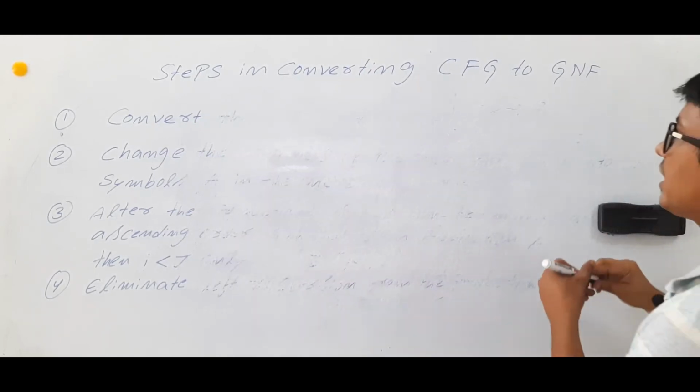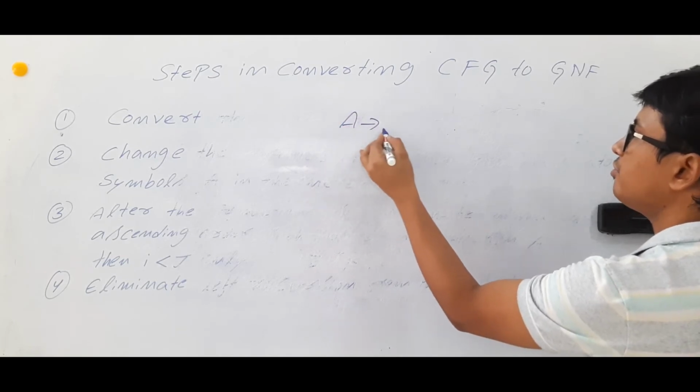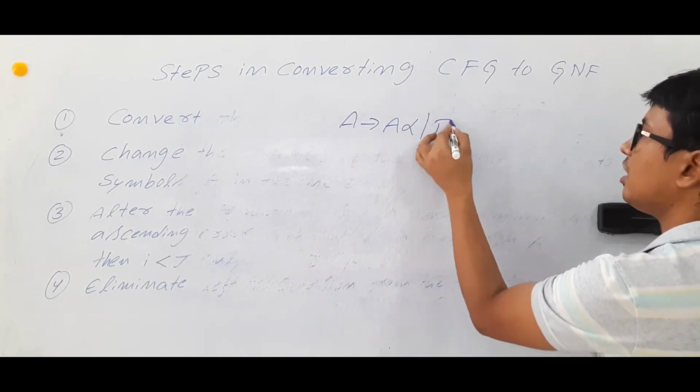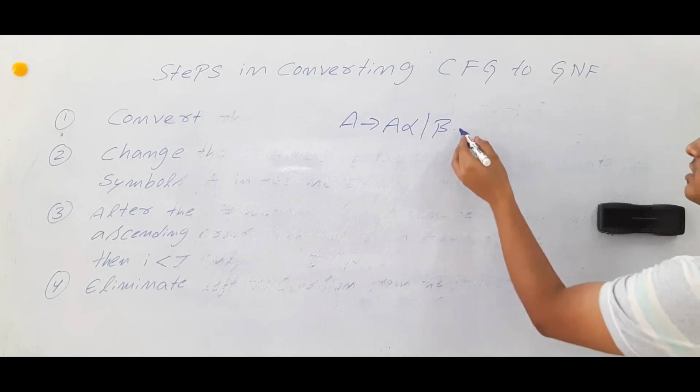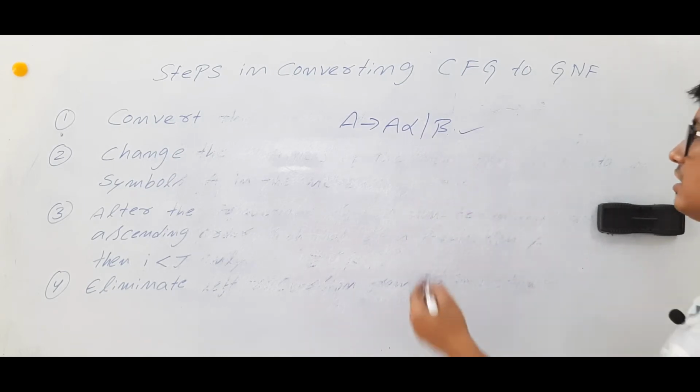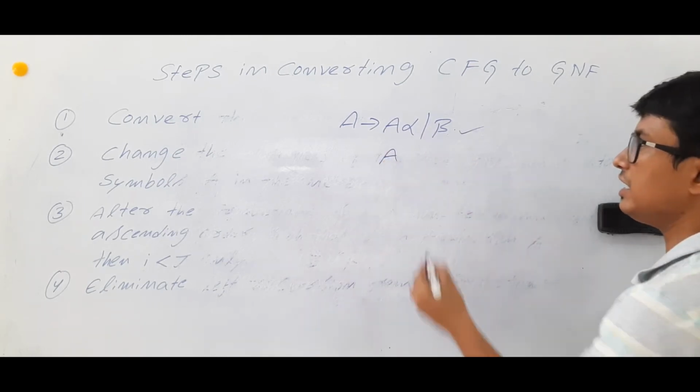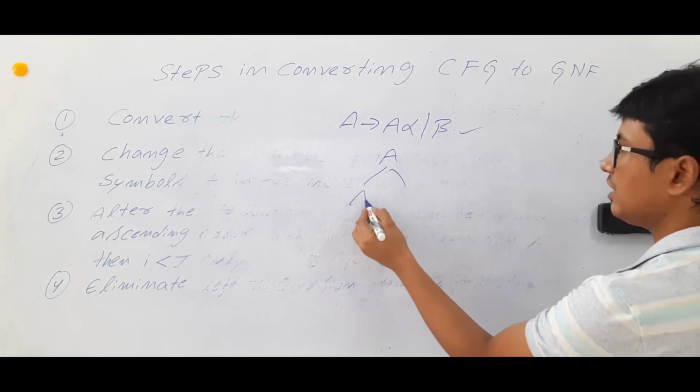Now, whenever a grammar is in the form of A determines A alpha | beta, then we call it a left recursion grammar. Let's take that. What is the meaning of this? A can determine A alpha.